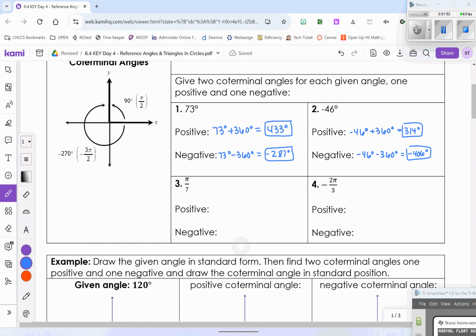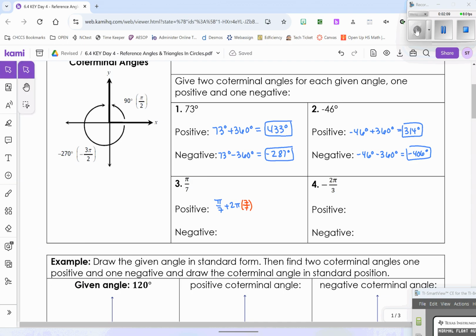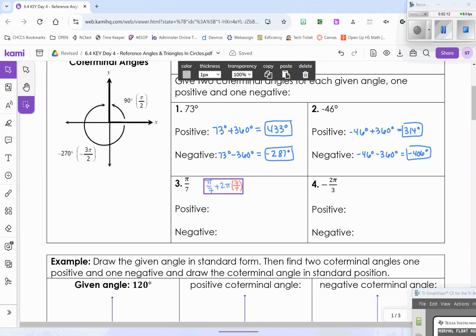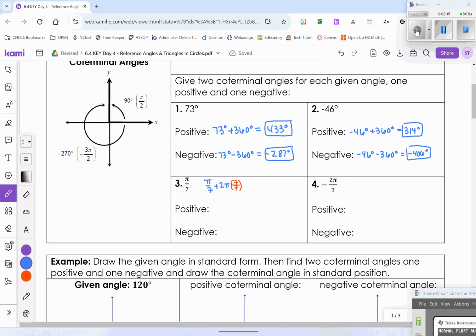So for this one, if we have pi over 7, we want to get the coterminal angle with that. So we're going to add 2 pi. Well, if we're adding 2 pi to this, then that means we need to get a common denominator to add the fractions together. So we're going to multiply this by 7 over 7 to help us get a common denominator. And actually, let me move this up a little bit so I can write up here. So pi over 7 plus 2 pi. That would give us pi over 7 plus 14 pi over 7. And so once you have your common denominator, you just combine the numerator over your common denominator. So 15 pi over 7 is my positive coterminal angle.